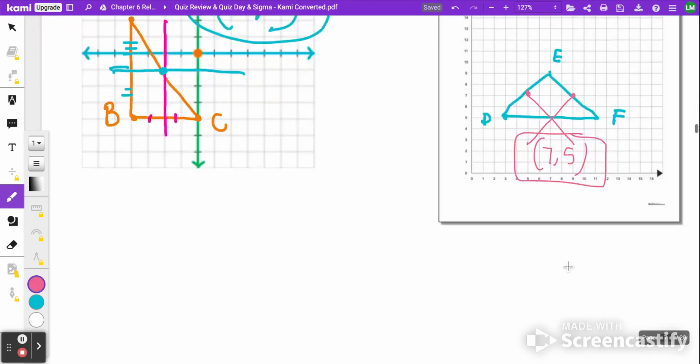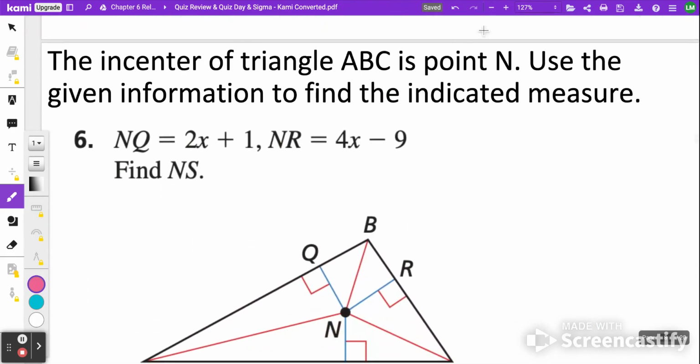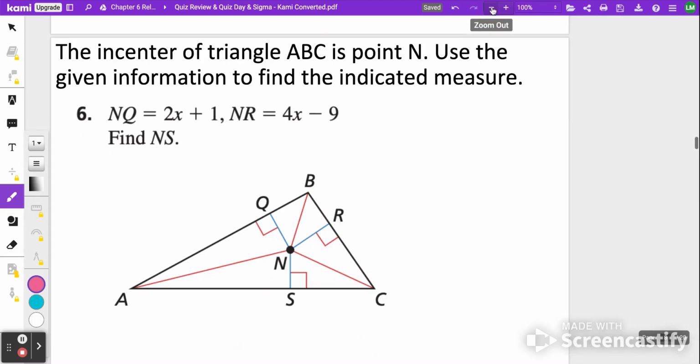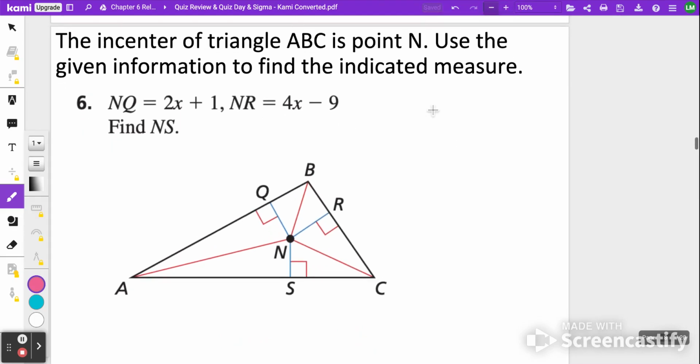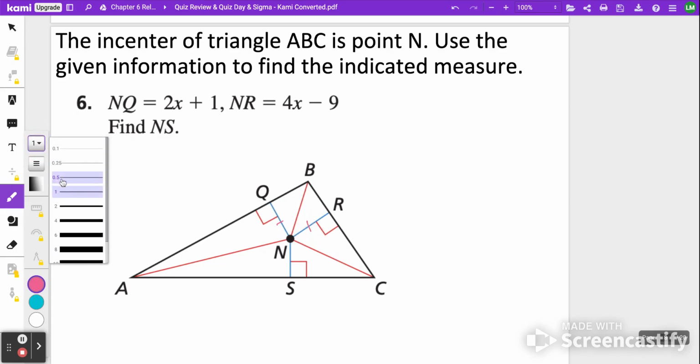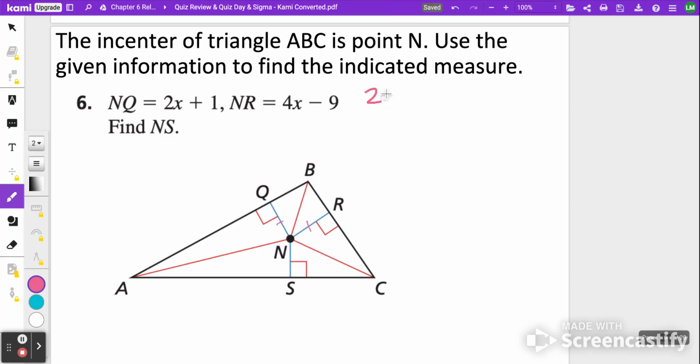Okay. Onward to number 6. We have the incenter of triangle ABC is point N. Use the given information to find the indicated measures. NQ is equal to 2x plus 1 and NR is equal to 4x minus 9. Because this is the incenter, that means NQ is equal to NR. So we would just start off by setting up an equation. 2x plus 1 is equal to 4x minus 9.